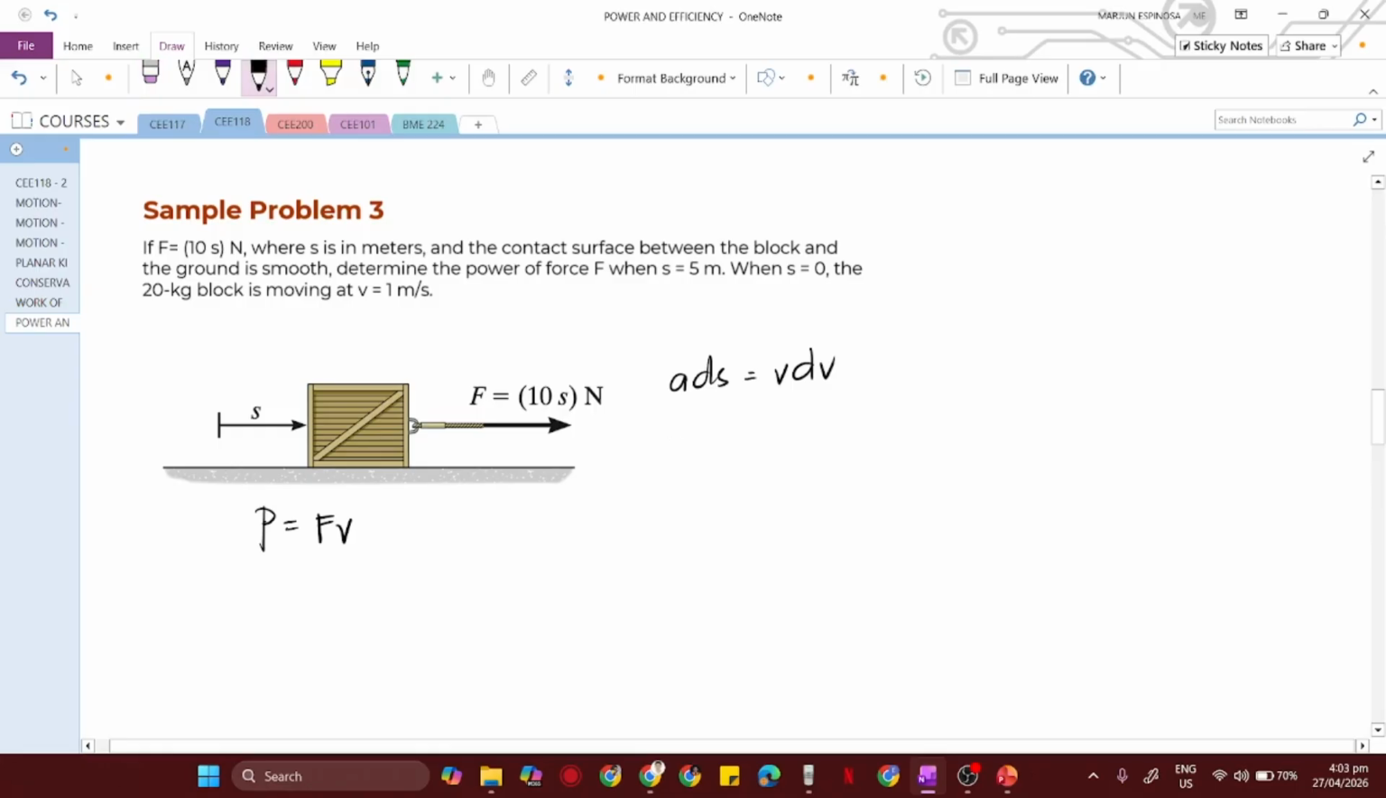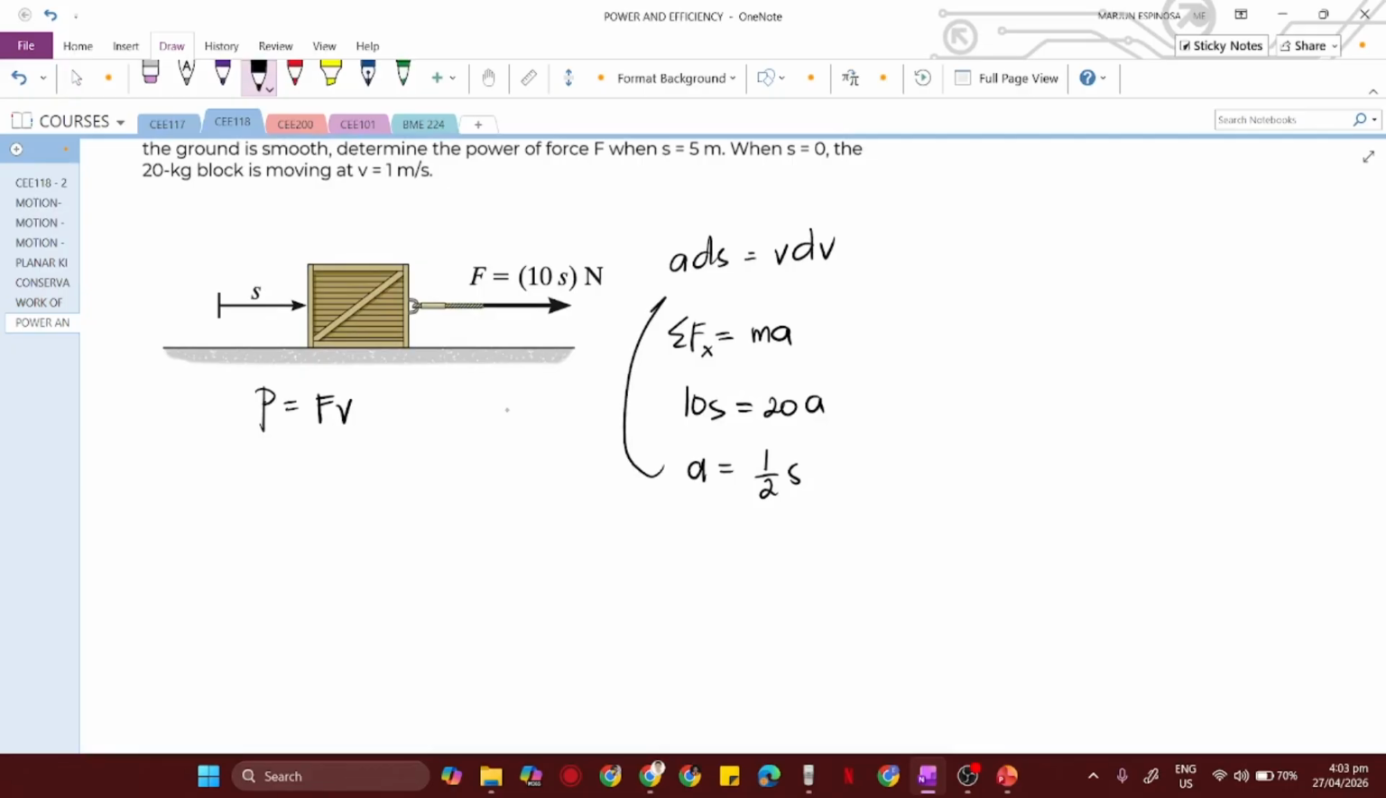Wherein, if we will be summing up the forces along X, that is mass times acceleration, so yung force is 10S, then mass is 20 kilograms, then acceleration will now be equivalent to 1/2 of S. Tama ba? Now, balik natin yan dito. So, acceleration is 1/2 of S. Then, we have here ds, and that is equivalent to v dv. Now, we will evaluate this from 0 to 5 meters. Ito din from 1 to velocity, kasi yung initial velocity dito is 1, not 0.